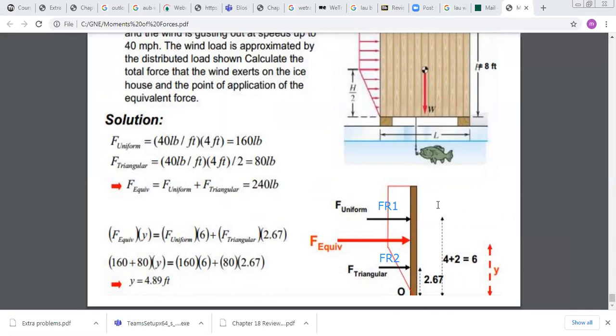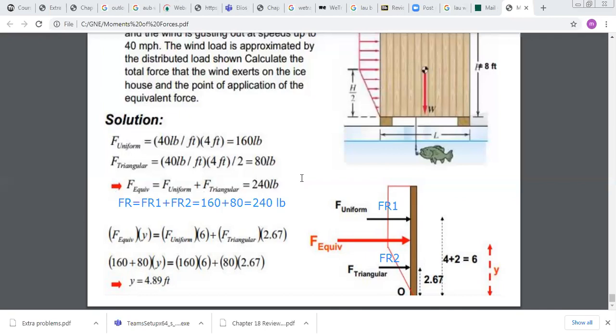So I go back to the concept. If I want to reduce to one force, what is the condition? I should have same resultant force, same moment about any point. So first, to find the resultant force, F resultant is the summation of FR1 plus FR2. Okay, so I already found that FR1 is 160 and FR2 is 80. So in total, my resultant force equivalent to the system is equal to 240 lb.